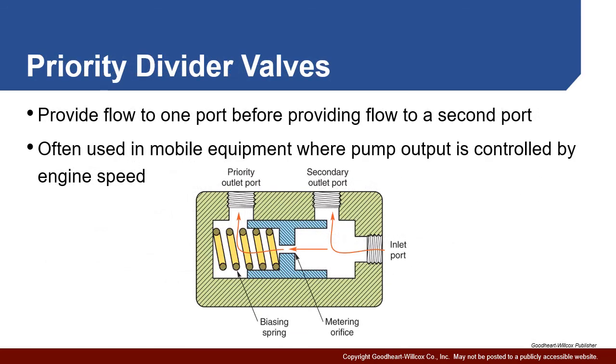Now, if we want to have more flow going to one area or the other, we can use a priority divider. This one actually has a spring built in, and in this case, the secondary outlet port is going to tend to be closed off. Most of the fluid is going to go to the primary one, unless we get enough flow. Enough flow is going to push on this and open the secondary port. So this can be used in a device where we want most of the flow for the main function. If we have extra flow, it might go back to a filter or something like that.